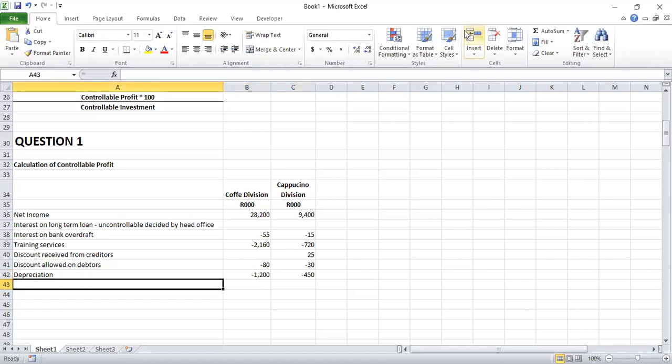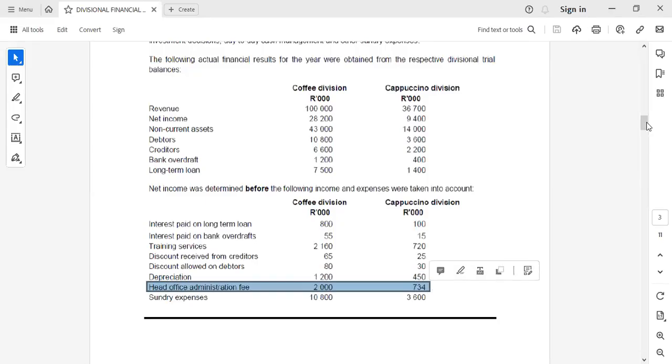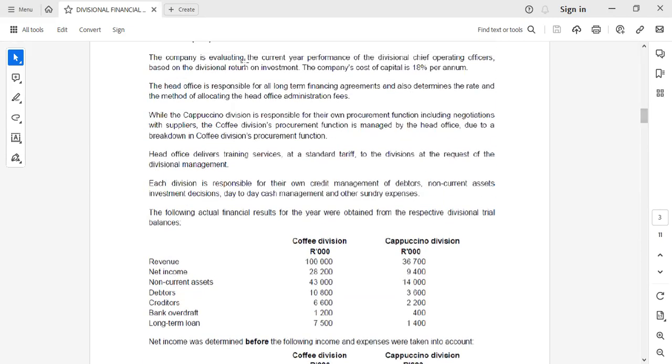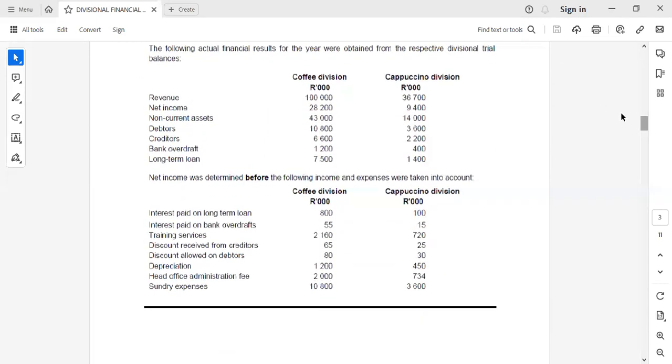Then we have the head office administration fee. This one is not controllable because we're told that the head office is responsible for long-term financing and also determines the rate and method of allocating the head office administration. So it's unlike that training, whereby the divisions were requesting. Now, even the method of allocating that is decided by head office. So all head office allocated costs are not controllable. So a head office administration fee will not be controllable.